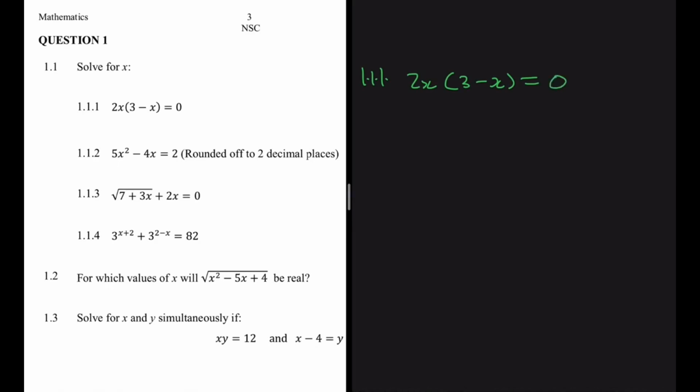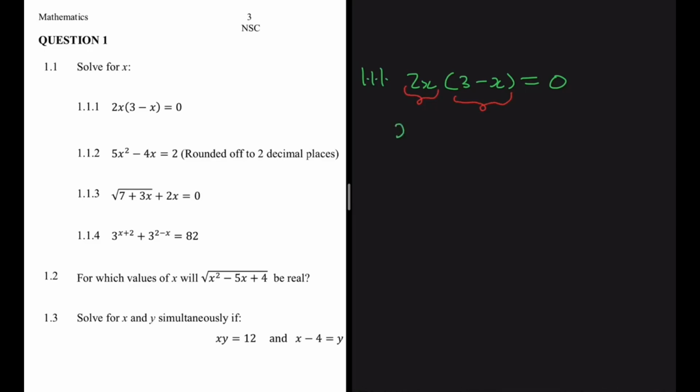So for this equation to be equal to 0, either 2x is equal to 0 or 3 minus x is equal to 0. If one of the two is equal to 0, then their product will be 0, right? Or if both of them are equal to 0. So how do we potentially solve this?